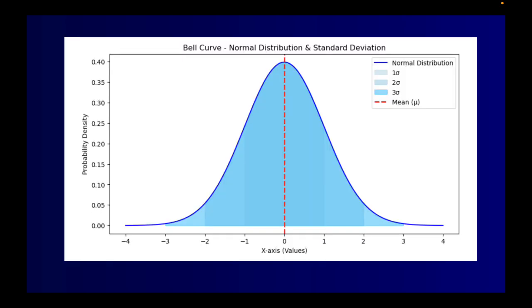Meaning most of the data points are concentrated around the mean, and fewer values appear as we move away from it. So what are the characteristics of normal distribution? It is symmetric, meaning the left and right sides of the curve are mirror images. Mean, median, and mode are equal in this, okay.